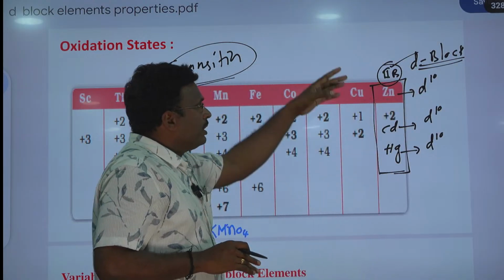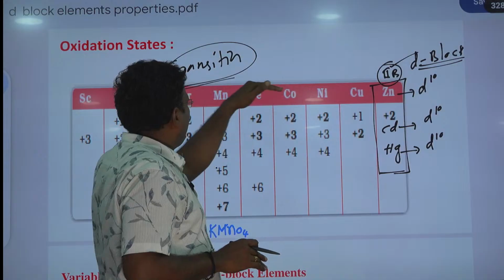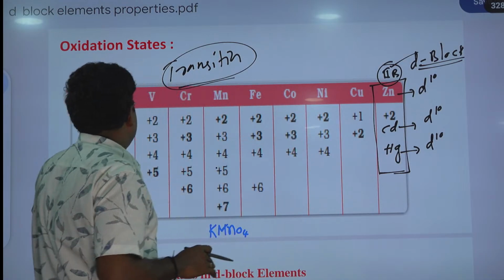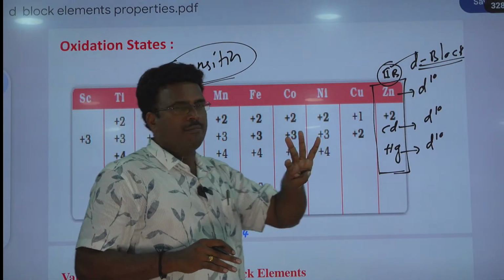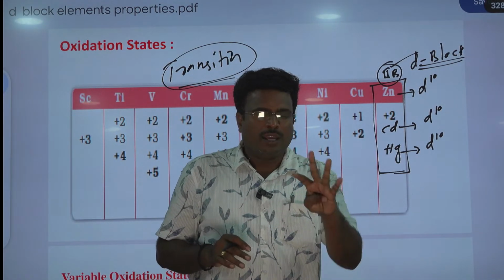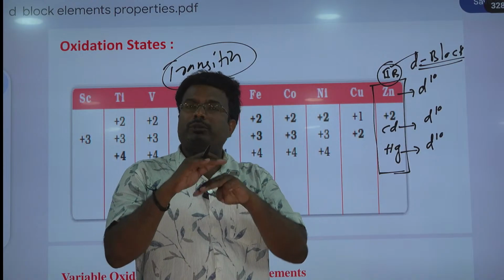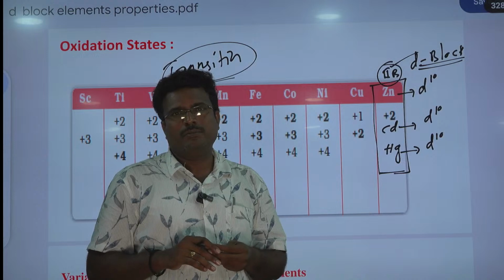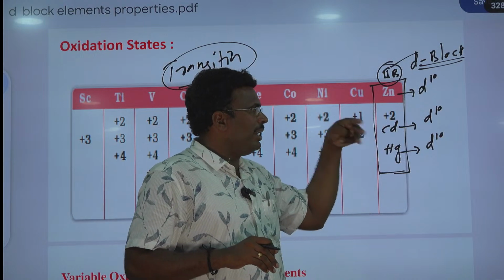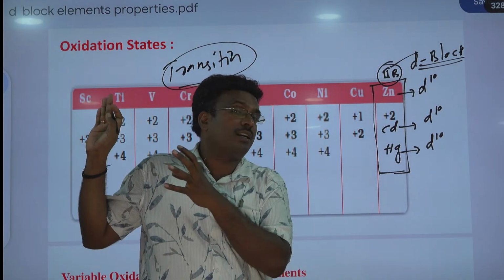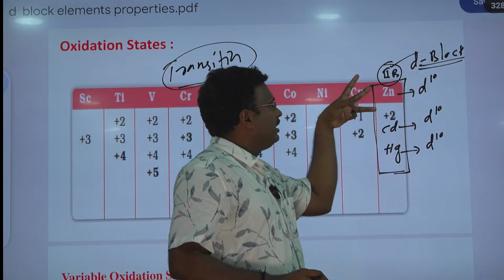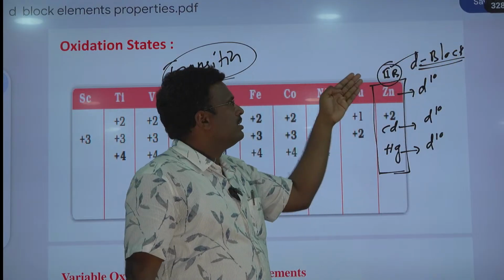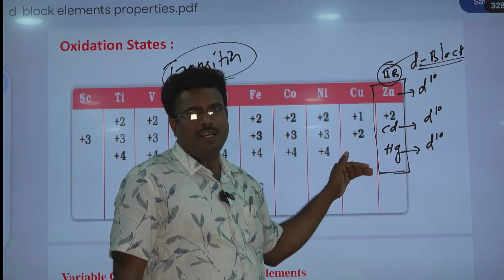Generally, how many series are there? 4 into 10, that is 40 elements, right? Except these 3 elements, the remaining 37 elements are called transition elements. Only these elements are called d block elements. What are the d block elements? Zinc, cadmium and mercury, right?